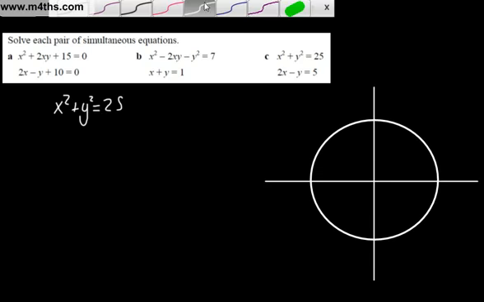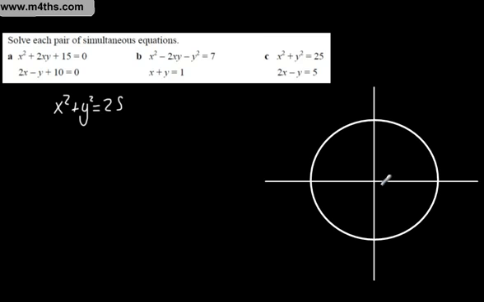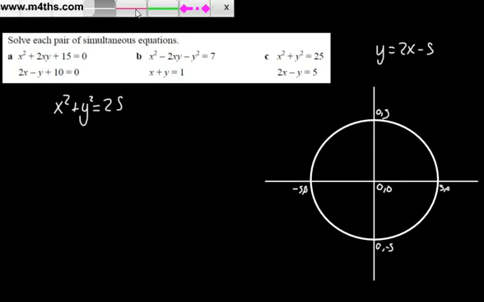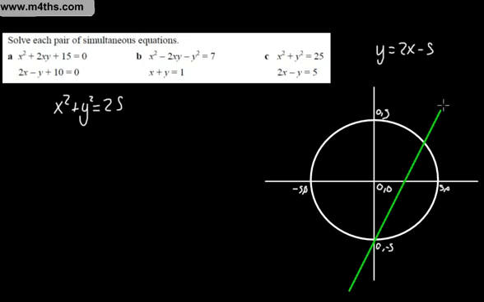Okay, so that point right there is (0, 0). This point right here is (5, 0), (0, 5), (negative 5, 0), (0, negative 5). This line is equal to, if we make y the subject, y is equal to 2x minus 5. So it's got a gradient now of 2, and it cuts at negative 5. So this line is going to look something like this, give or take. It'll be slightly different, but it'll give you some idea.